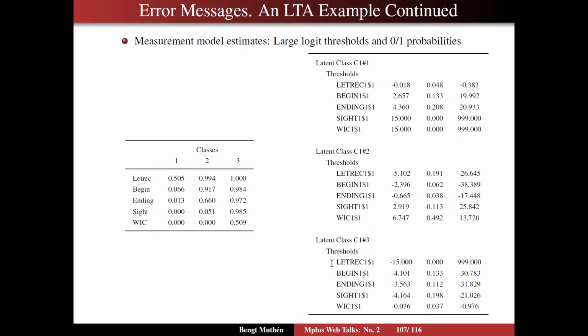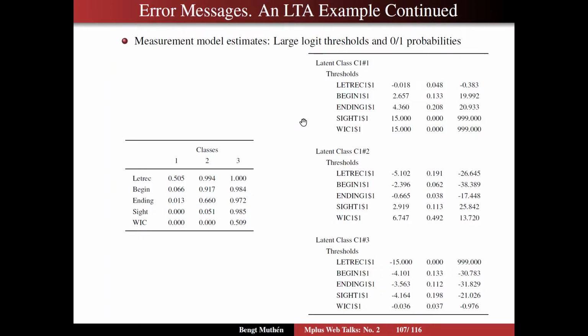So on slide 107, we take a look at the first error message, the large thresholds and 0-1 probabilities. That has to do with the measurement model estimates. You know, we have these probabilities for the latent class indicator as a function of the latent class they're in. The low class, the medium class, and the high class. And we notice that several of these entries are at the edges of probabilities, zeros here and probability 1 up here.